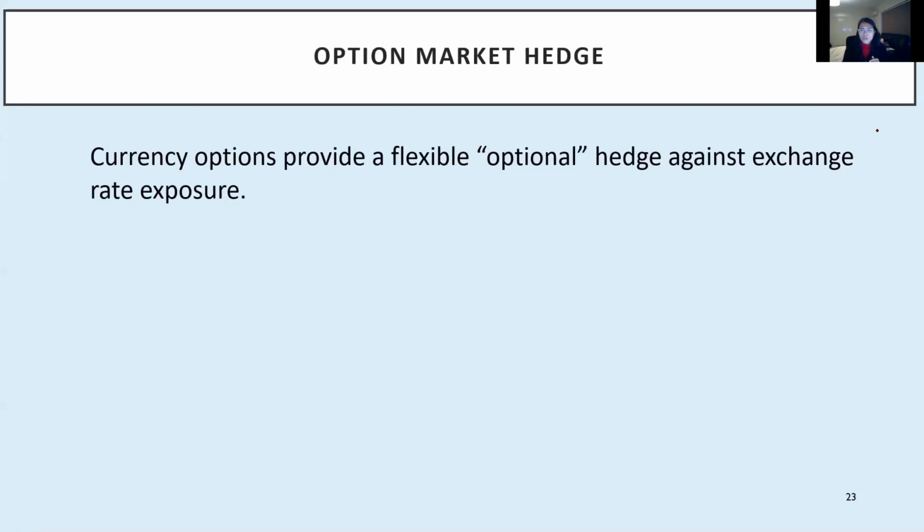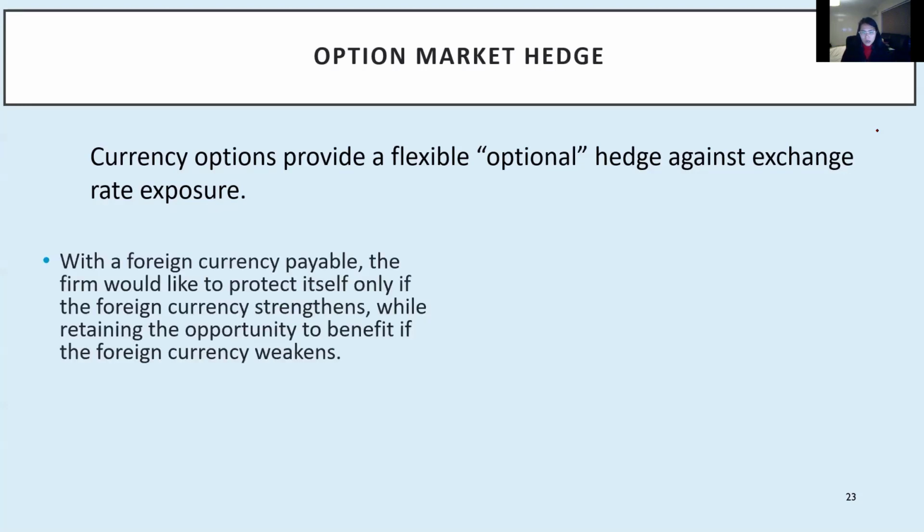so options provide a flexible hedge against exchange rate risk exposure, right? So we talked about this before. With forwards or futures, your payoff function is a straight line, okay? So it doesn't matter what happens to the market in the future. If you enter into a forward agreement, you would always have to honor your contract. With options, you pay a premium at the start, but in exchange, you get to choose when to exercise or whether to exercise the option or not, okay?